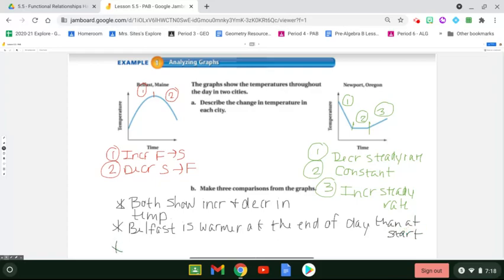And you can say the opposite for Oregon. Newport is colder at the end of the day than at the start. You can also talk about maybe how Belfast's graph is more nonlinear. You could talk about how Newport's is more linear. There's lots of different comparisons that you can make. I just came up with 3.